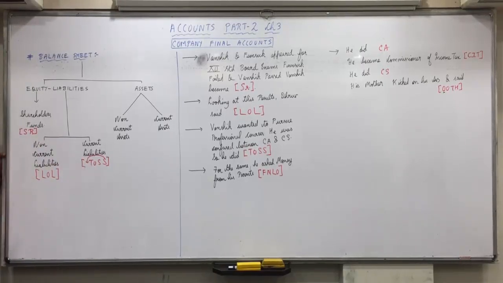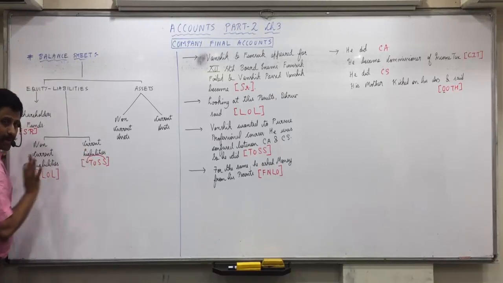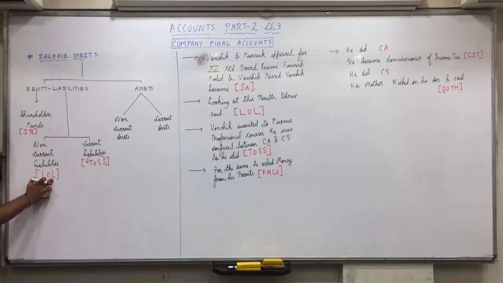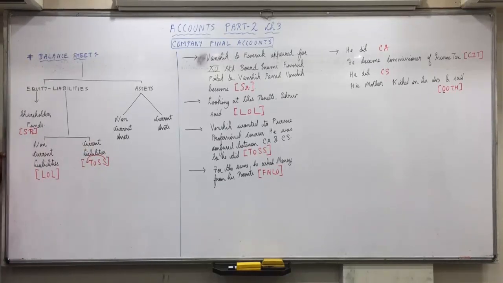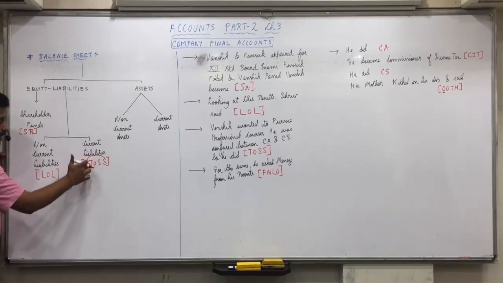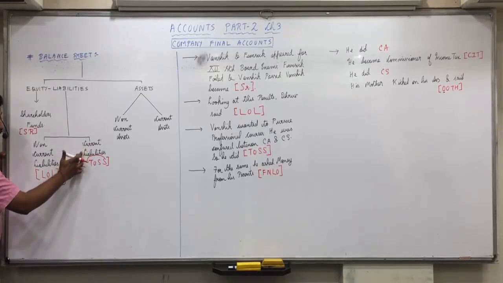Short-term borrowings. Okay, understand the common things first. What was O? Other current liabilities. What was this L? Long-term provisions, short-term provisions. Okay, once again. S, short-term borrowings. Other current liabilities.